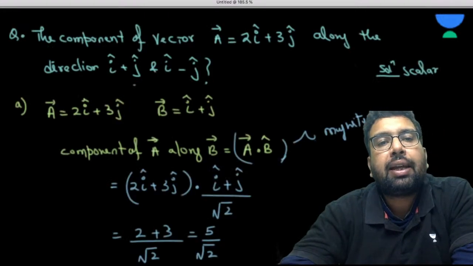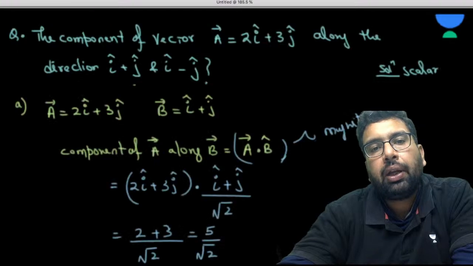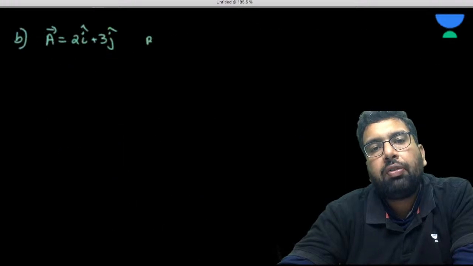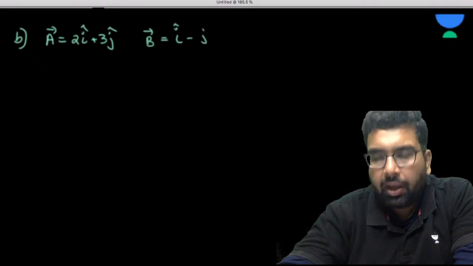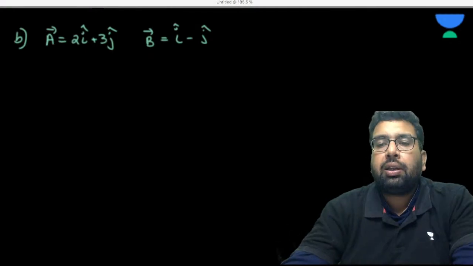Now again, A is this, 2i cap plus 3j cap, okay, and B vector is i cap minus j cap, right? Now in this case, what is going to happen, beta?